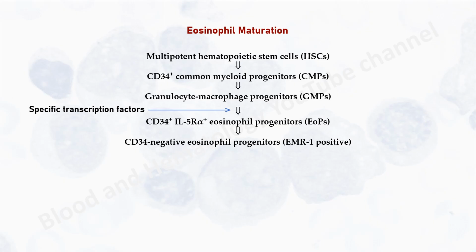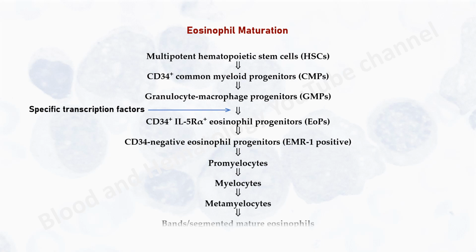The earliest CD34-negative eosinophil progenitors express the eosinophil-specific marker EMR1. During subsequent maturation in the bone marrow, eosinophil precursors undergo a series of morphological changes, becoming promyelocytes, myelocytes, metamyelocytes, and finally bands and segmented mature eosinophils.